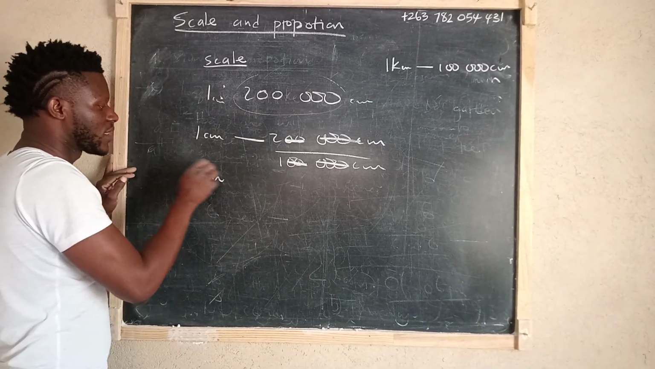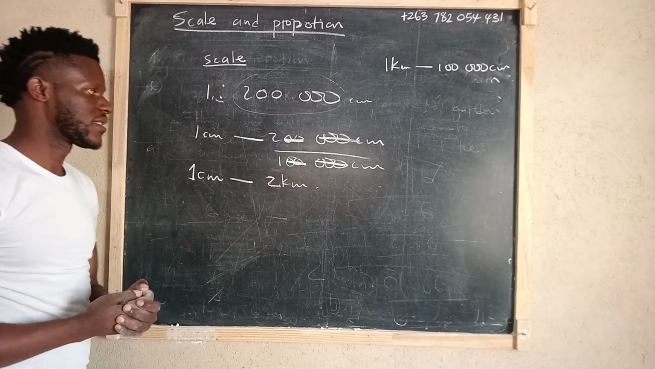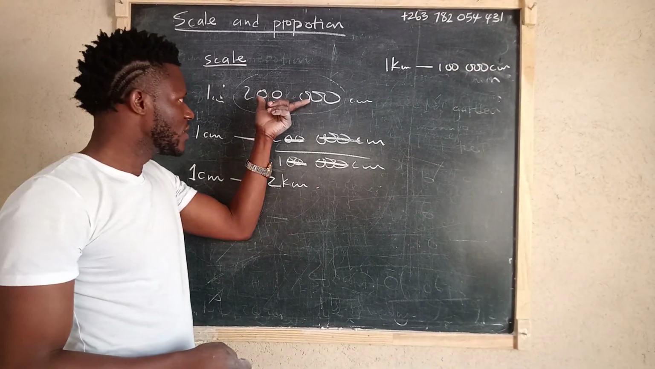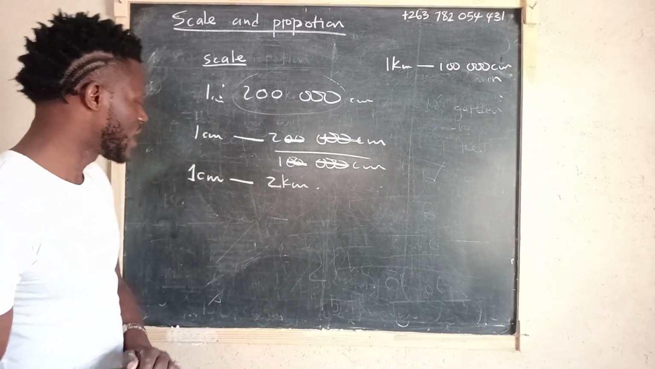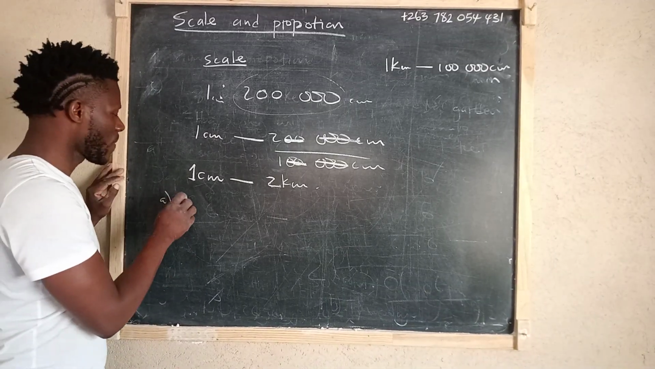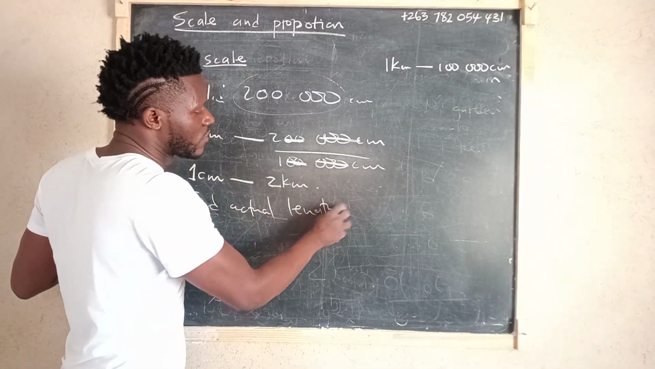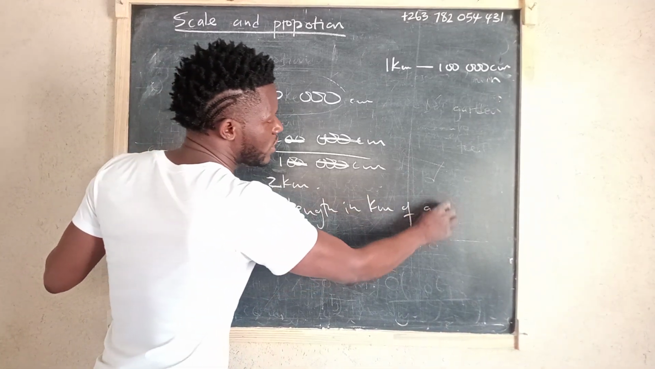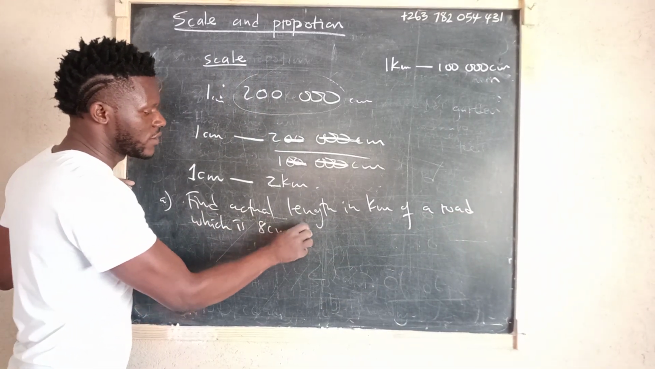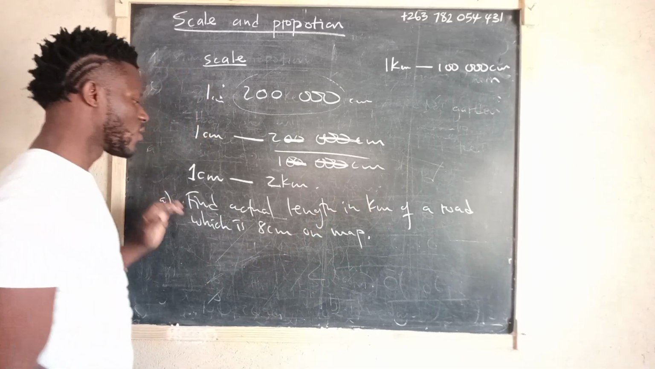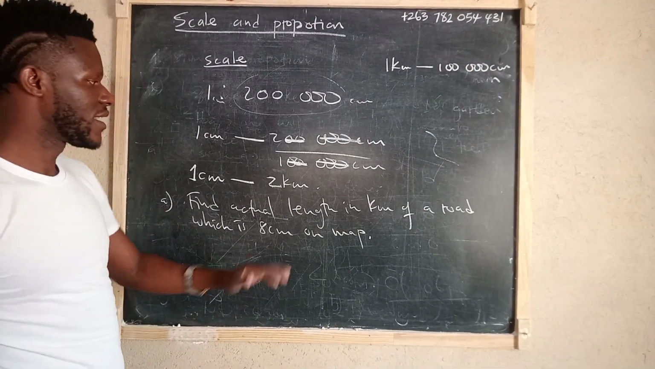Now, it's still the same scale. 1 centimeter is representing 2 kilometers. That way, you always divide the ground length by 100,000 if you want to work with centimeters and kilometers. Then the questions will be like, find the actual length in kilometers of a road which is 8 centimeters on the map. A road on a map is 8 centimeters like this. How about on the actual ground? Give your answer in kilometers.